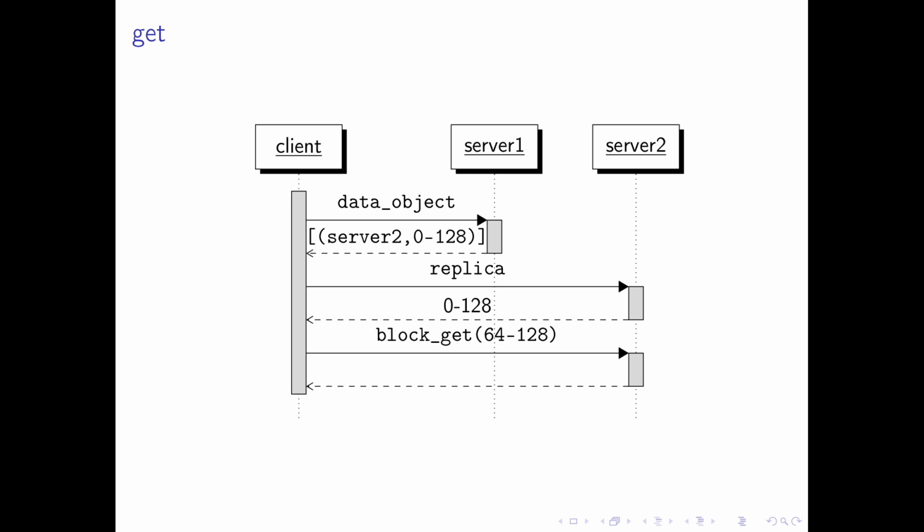So this is the get. It looks very similar to put, right? You do the same thing. You send server 1, saying I want this data object, tell me the metadata. Server 1 tells you, oh, server 2 has these blocks. Then you go to server 2 and ask, oh, what do you have, right? Server 2 says, I have all the blocks you need. Then when you come back, you know you already have the first 64 blocks, so you don't need to request those 64 blocks anymore. You just say, I want 64 to 128.